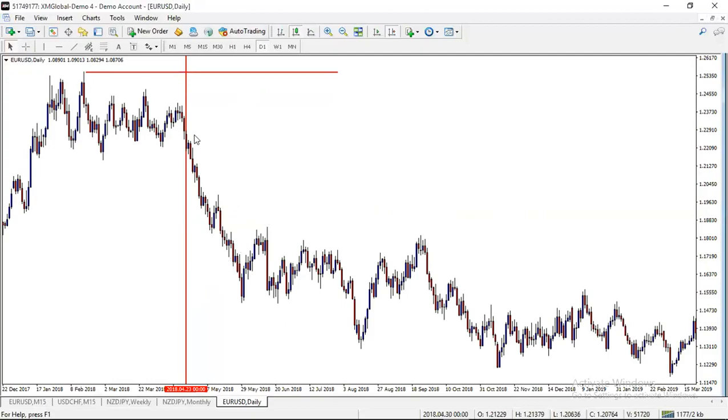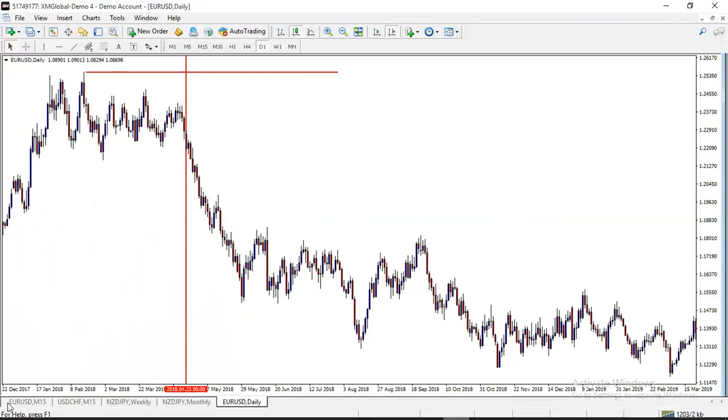you will have strong sellers, more sellers than buyers. When the market is going up, that means you have some buyers coming in the market. These retracements are buyers coming in, and then they close their trades when the market is going down. You have sellers coming in, so buyers are going out of the market.